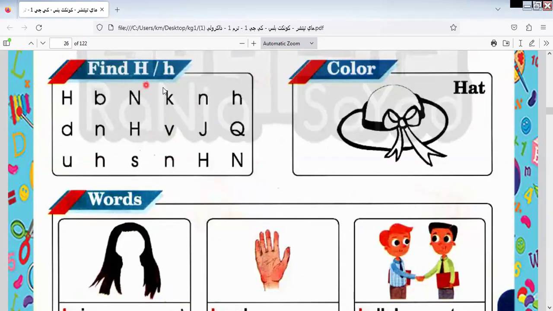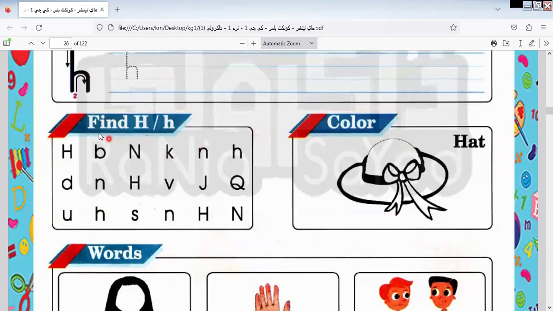Here we have also the same as the previous. We must select the H, capital H and small h. Here is capital H, capital H, capital H, three capital H. This one, this one, this one.